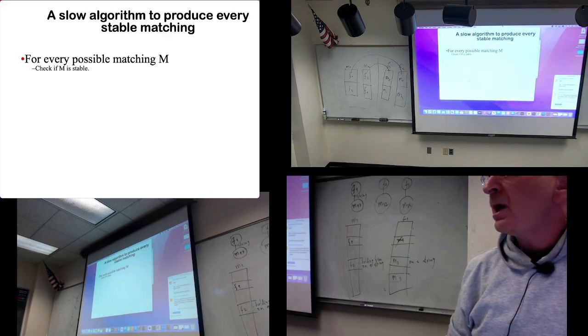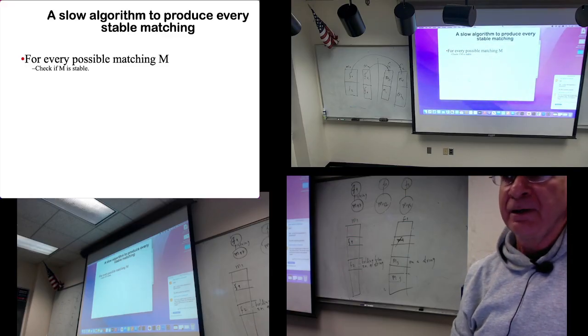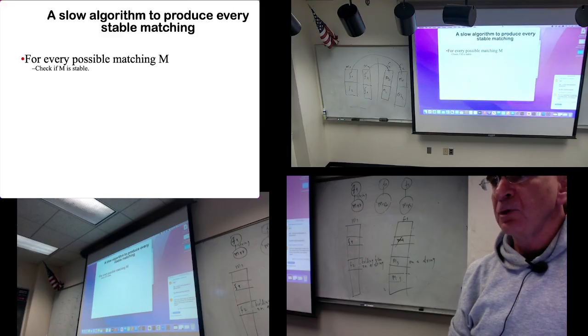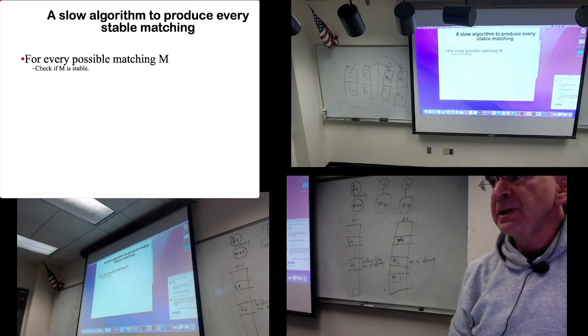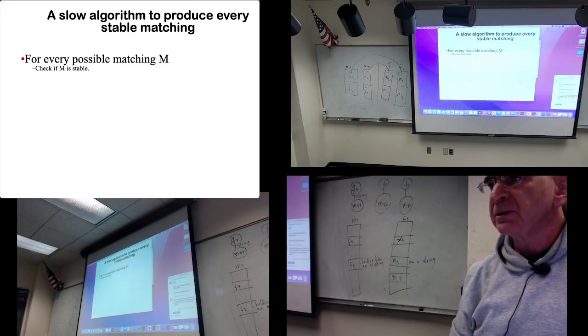Now, I just showed you a case where we have two matchings. Both of them are stable. And I hope that everybody believes that both of them are stable in this case. Possibly there are others that I didn't show you. Right?